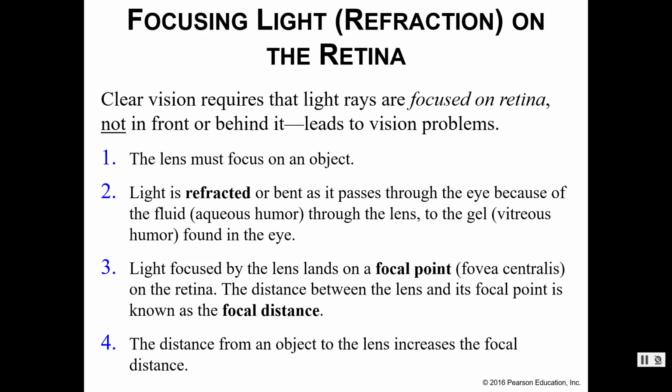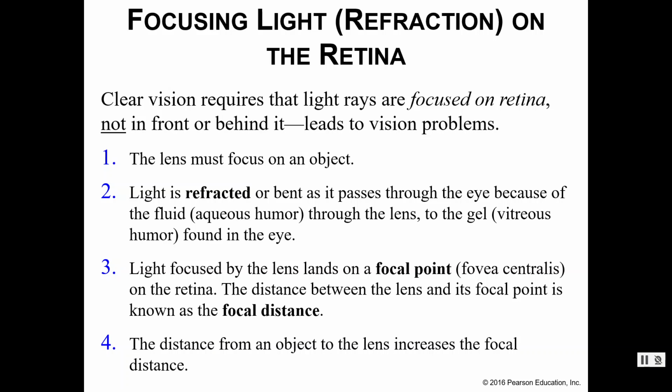Now, clear vision, normal vision, requires that the light coming into our eye be focused on the retina, not in front of it and not behind it. If that doesn't happen, you will probably be suffering from some sort of vision problem. Okay, so there are a couple of things that have to happen. The lens has to focus on the object that you are looking at.